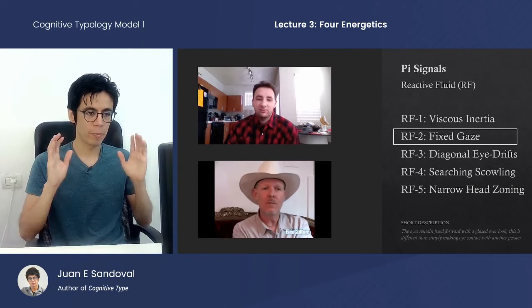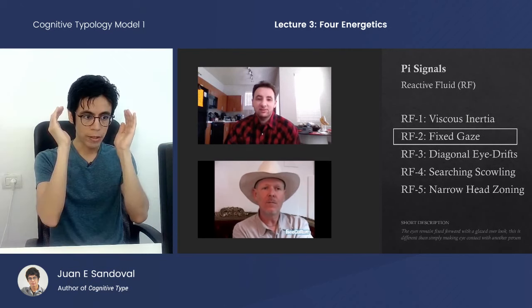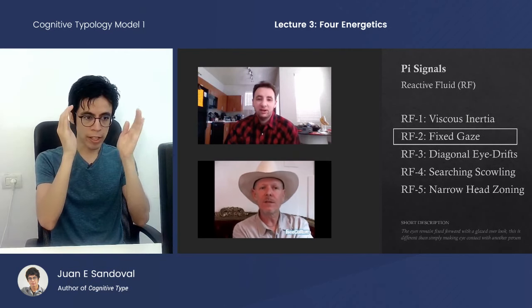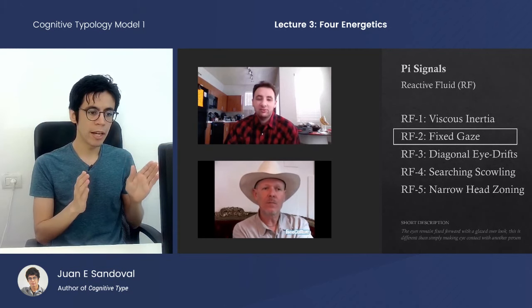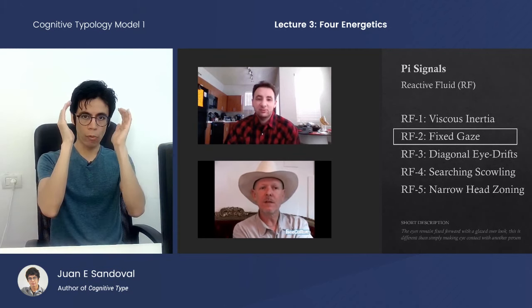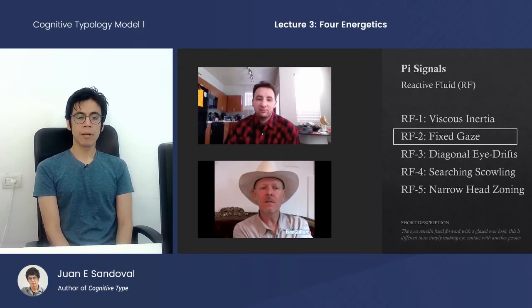Again, like I said, both P functions are perceptual, which means that the eyes play a key role. With PE, the focus tends to switch a lot. It tends to toggle around and dart. With PI, there's kind of a one track that they're on. So they kind of have a fixed gaze at whatever they're looking at.